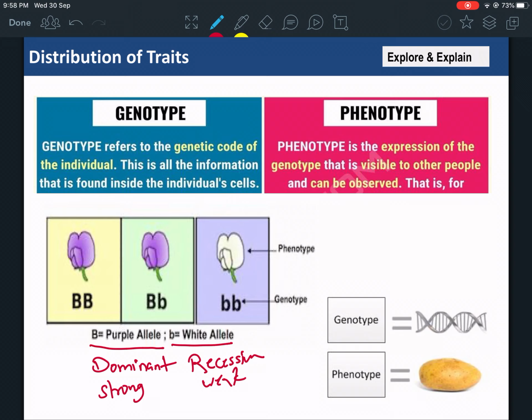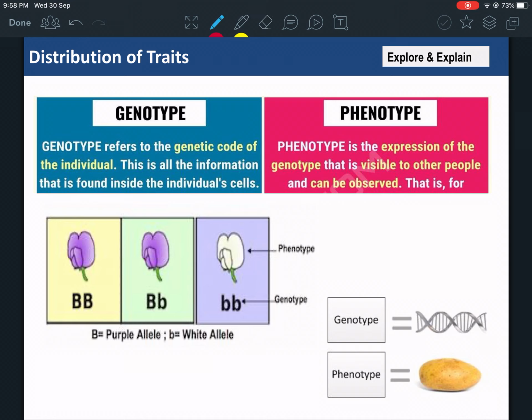The dominant is purple, so if you have two big B's, it'll be purple. If you have one big B, one small b, it'll still be purple because big B is the strong one, the dominant one. And if you have two small b's, it'll be the white one. Okay, and that's dominant and recessive.